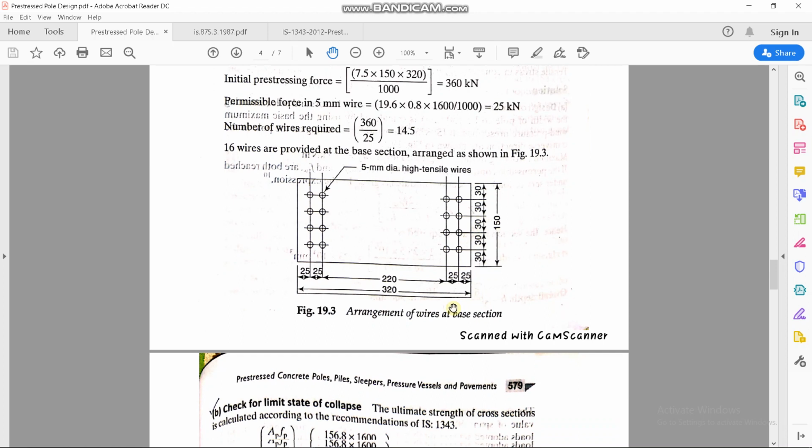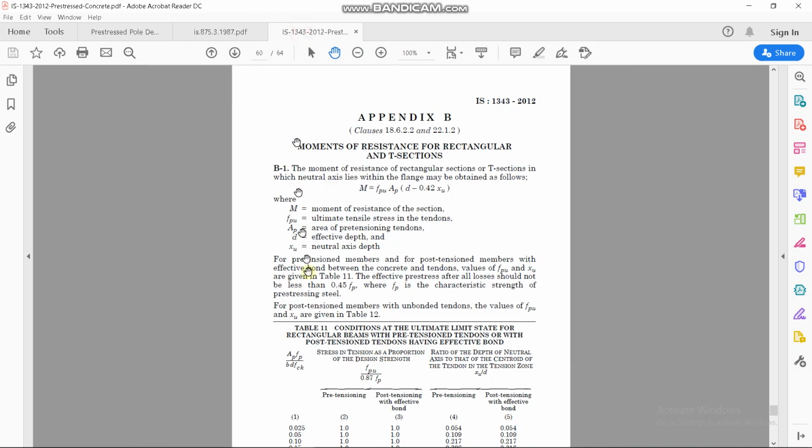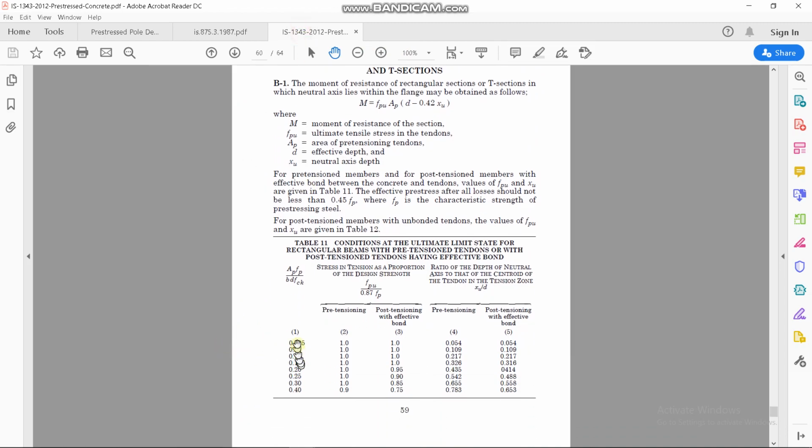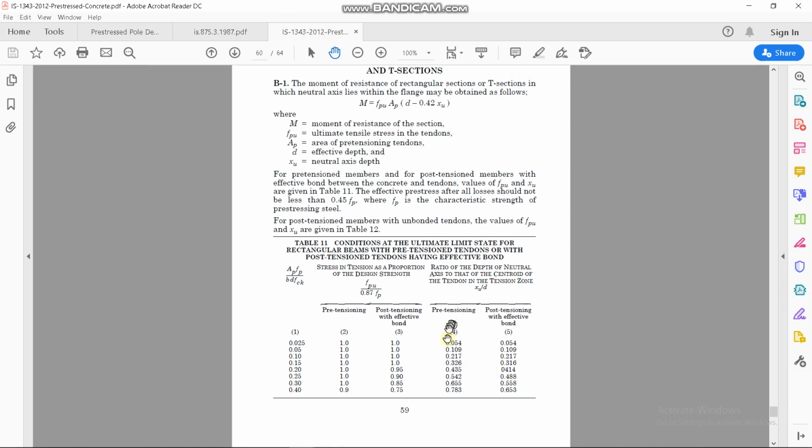So if you calculate that, you will find out it comes out to be 282.5, and FCK in the given problem is 50. So the ratio we found out is 0.118. Now if you simply go to this chart, you have to interpolate a bit. If you interpolate, you will find out that FPU divided by 0.87 FP is 1. From there you find out FPU, they have done it here only for 1, and then FPU comes out to be 1392. And obviously then you find XU by D for pre-tensioning case.